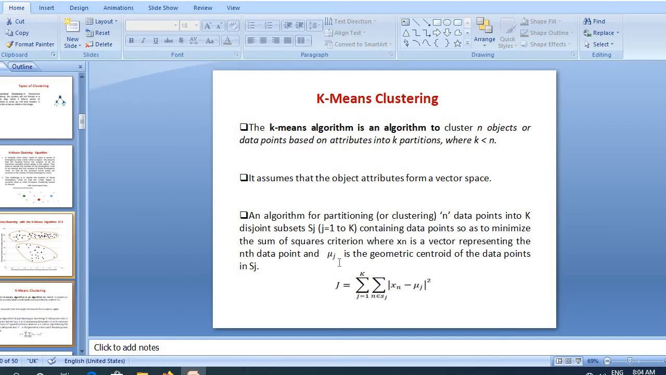Please try to learn this equation. It will be more clear when you go to the example. The distance of the data points from the centroid will be calculated and that distance will tend to be minimized. So the clustering of data points will be in such a manner as to minimize the distance between the data points and the centroids. That is the meaning or essence of this equation. Try to understand that concept now. This equation will be clear once you go to the example.